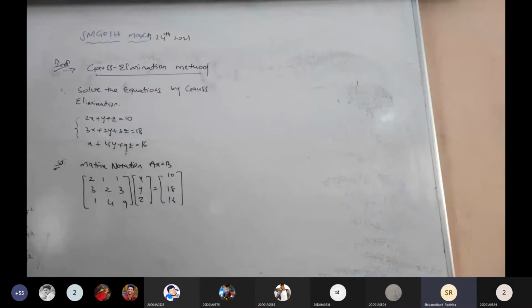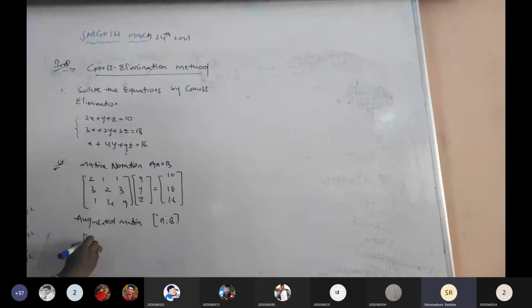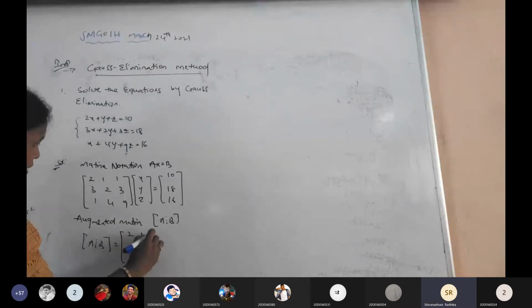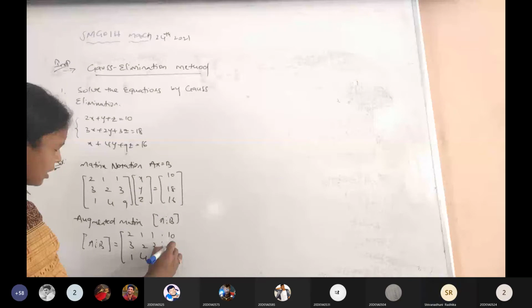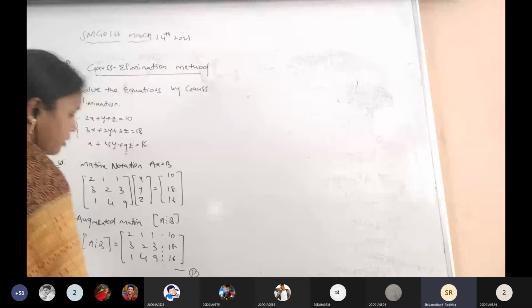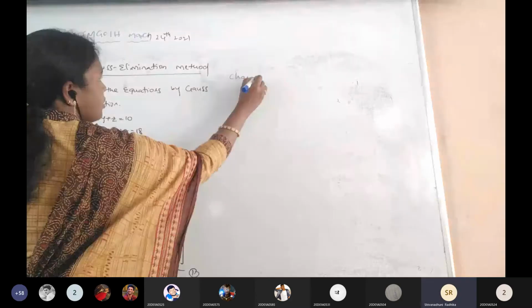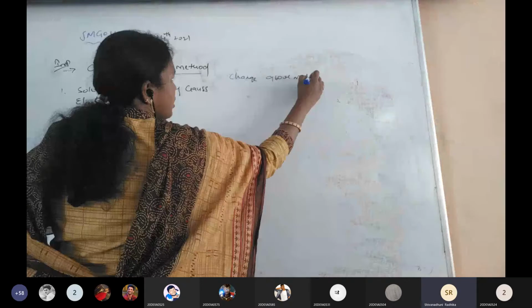Next, immediately you can write the augmented matrix. What is the augmented matrix? The combination of the coefficient matrix and the constant matrix, right, ma'am? Then [2, 1, 1; 3, 2, 3; 1, 4, 9] with [10, 18, 16], right? Now, say this is equation number 1. Now, change the above matrix into what? Echelon.